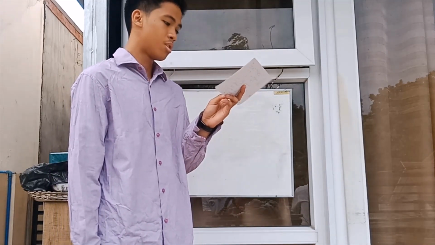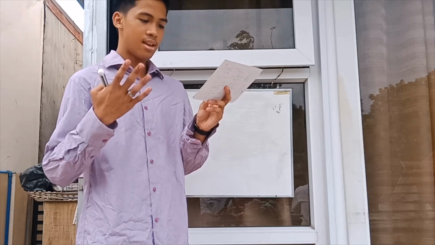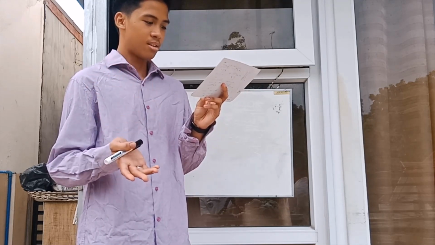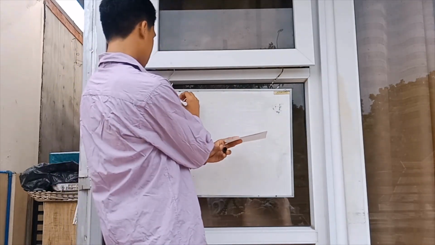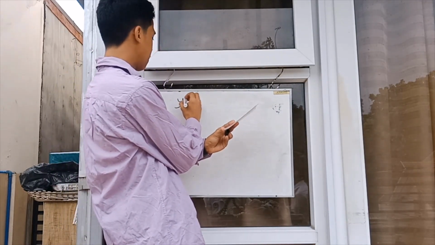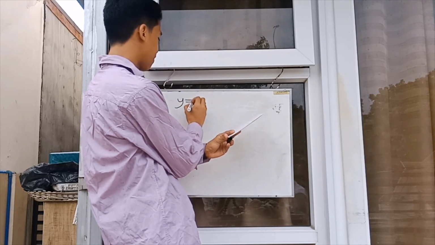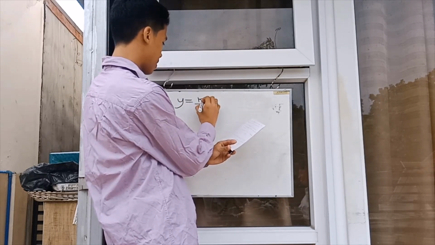In this problem, y varies inversely as the square of x, such that when x is equal to 3, y is equal to 8. Now the problem is, find y when x is equal to 18. Now, y varies inversely as the square of x.